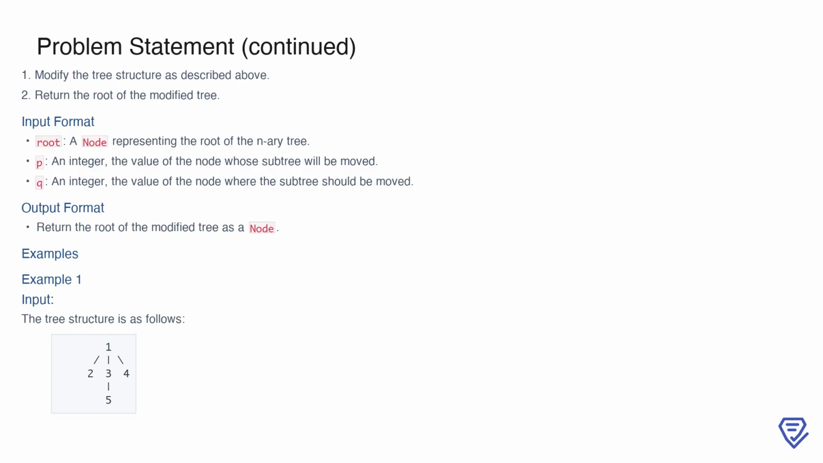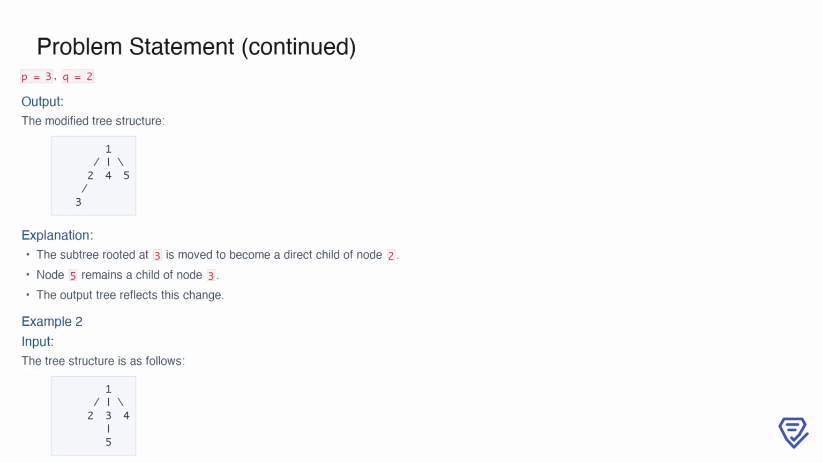To understand this better, let's consider some examples that illustrate how the tree structure changes based on the inputs provided. In the first example, the input tree has a root node with value 1 and 3 children, 2, 3, and 4. Node 3 has a single child, 5. Here, p is 3 and q is 2, meaning we want to move the subtree rooted at node 3 to be a direct child of node 2.